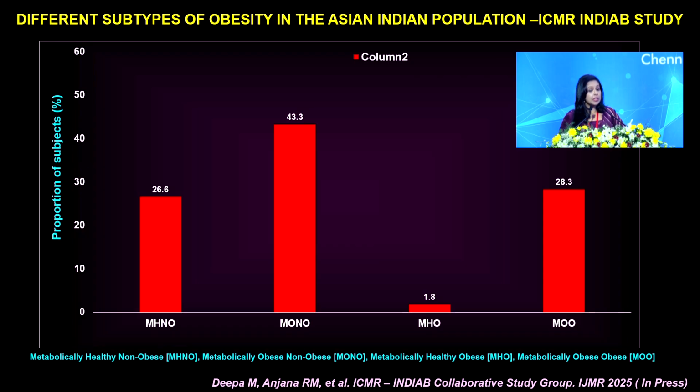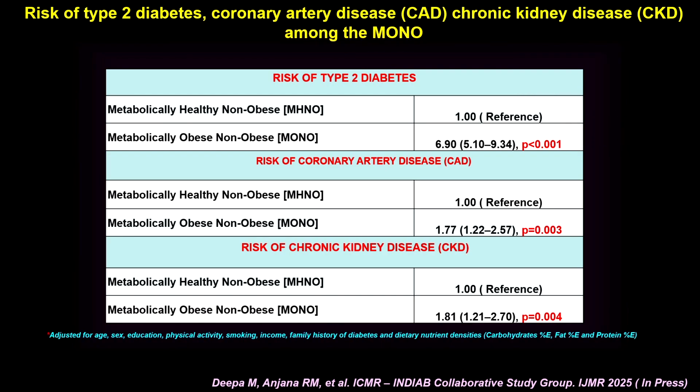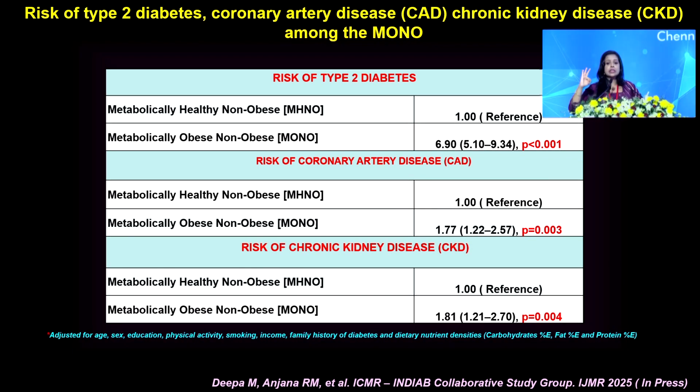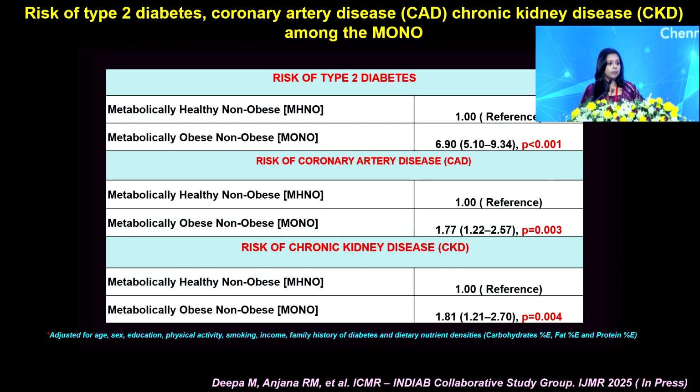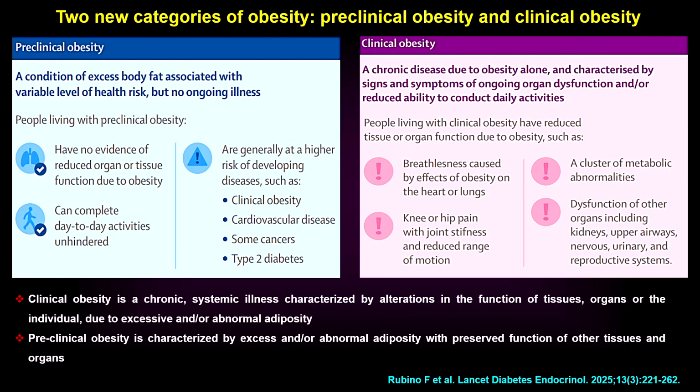This is more so in rural areas compared to urban areas, where they actually do have more body fat. So this particular feature we have now published in IJMR, and we are showing that having MONO is an independent risk for type 2 diabetes, for coronary artery disease, and chronic kidney disease. So this is a new feature that has just come and has been accepted for publication. We'll have more details about it in a later session by Dr. Muruganathan. We now also have a revision of guidelines.